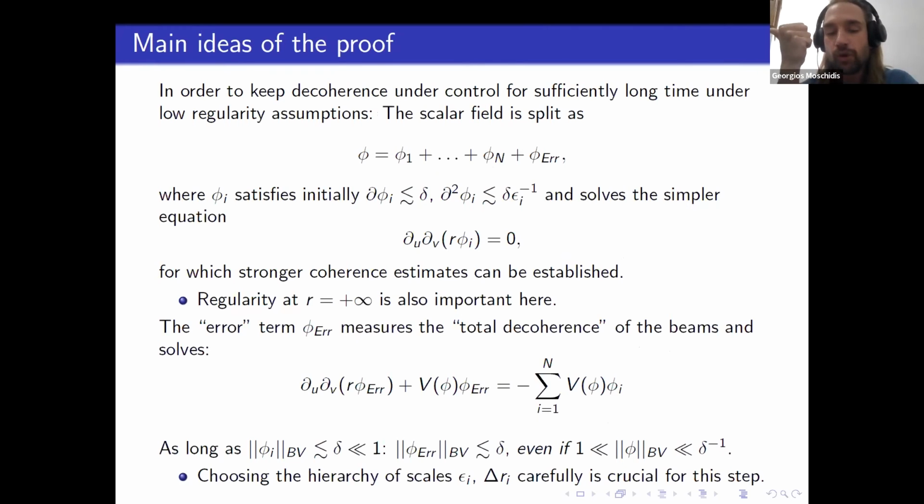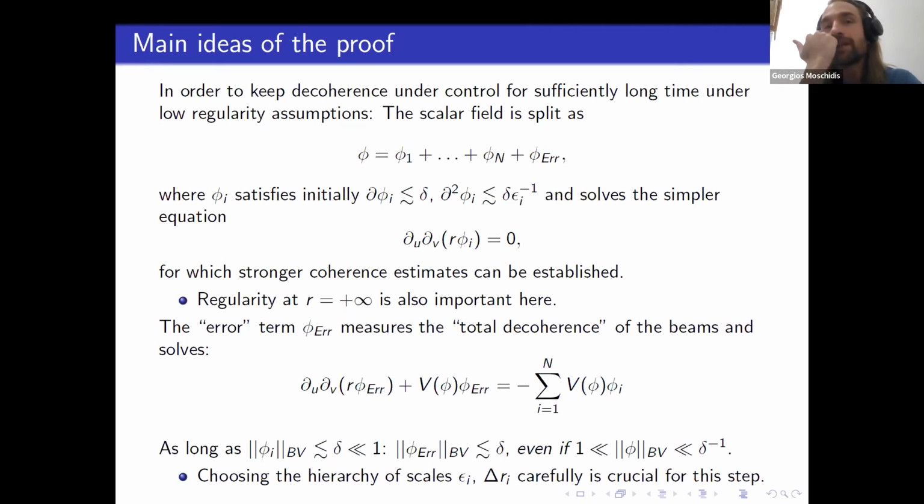One is the BV norm. This is the norm that we measure the size of the initial data. And the other is the quantity m over r. This is the quantity that controls decoherence and also some other things about the geometry of the spacetime, trapped surface, and so on. And again, what saves the day at the end of the day is that those two quantities are not comparable. The BV norm is a stronger scale invariant quantity than m over r.